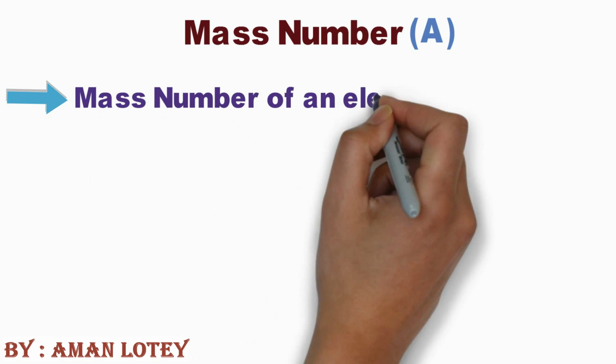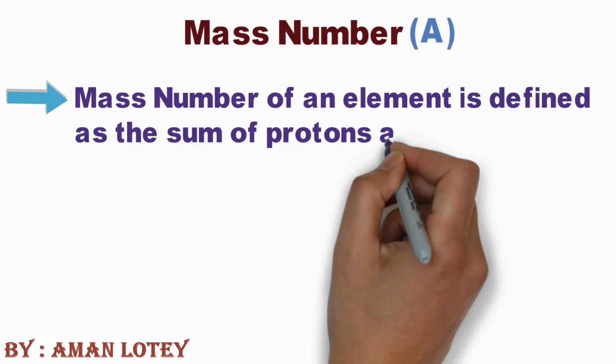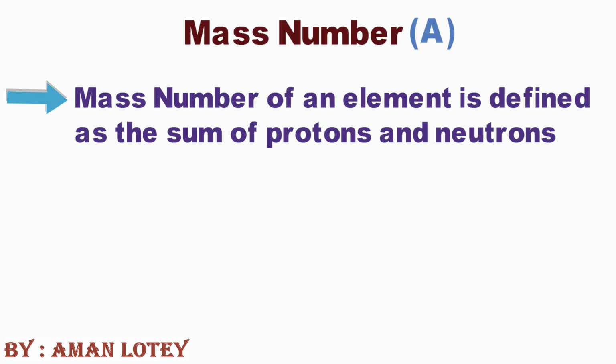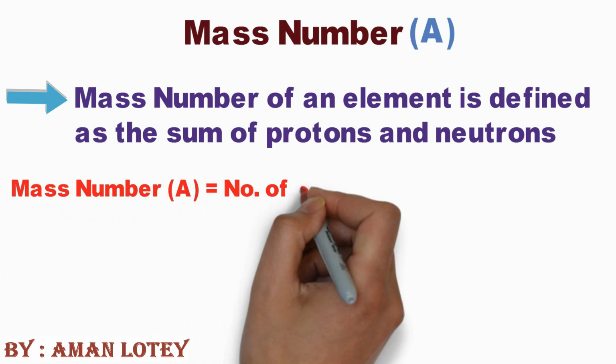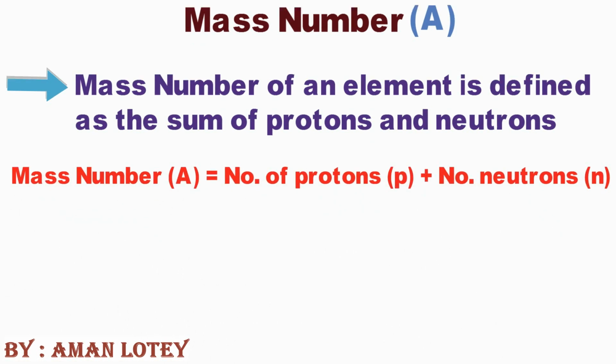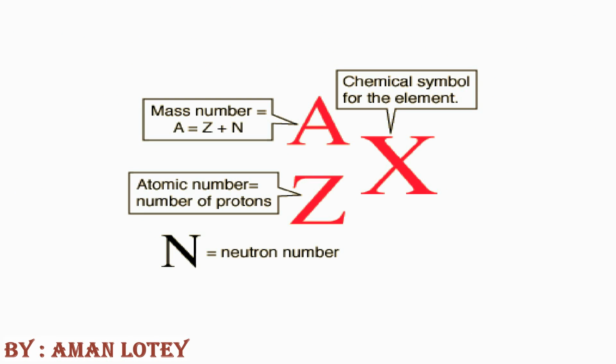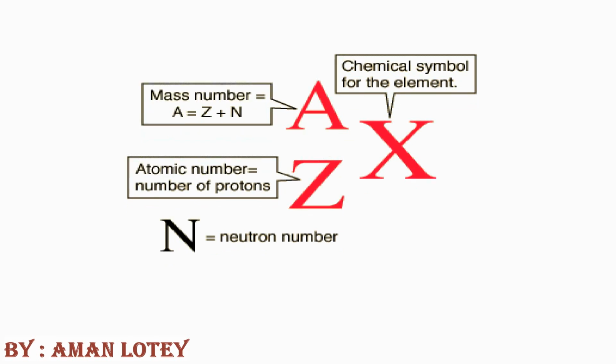Let's discuss the next topic, that is mass number. It is denoted by A. Mass number of an element is defined as the sum of protons and neutrons. That is A is equal to P plus N. In the figure you can see X represents the chemical symbol for the element, A represents the mass number in which protons and neutrons are present, and Z represents the atomic number in which protons are present.